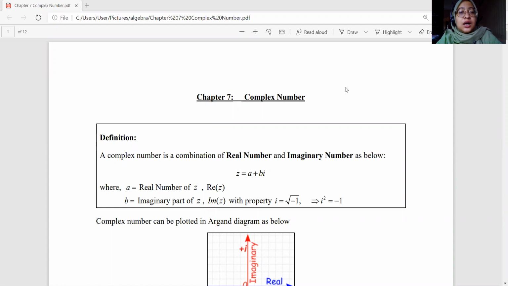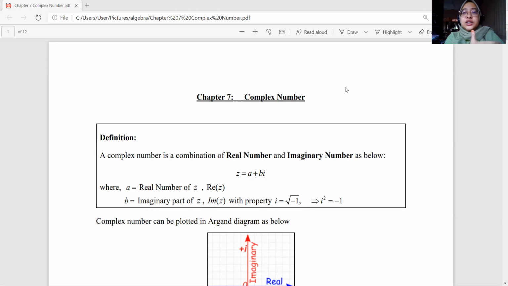Today this video is about complex numbers, an introduction to the complex number. The first thing you have to know is what a complex number is. A complex number is a combination of a real number and an imaginary number as below: Z is equal to A plus BI. Z is the notation for a complex number.